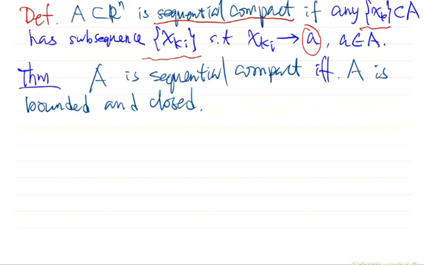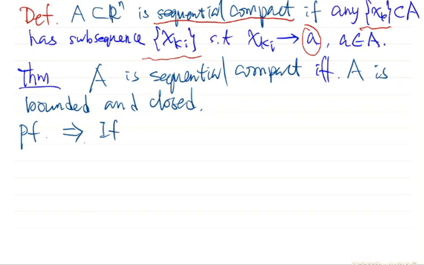So this uses our familiar concepts of boundedness and closedness to describe sequential compactness. The proof of this theorem is also easy. We prove the only if part first. We know that A is sequentially compact. We want to prove that A is bounded and closed. First we prove that A is bounded.